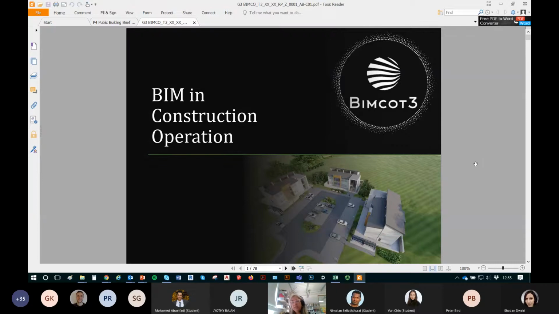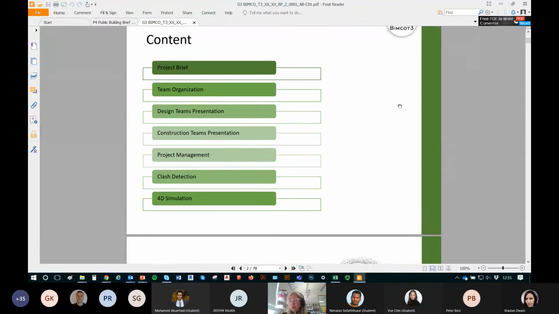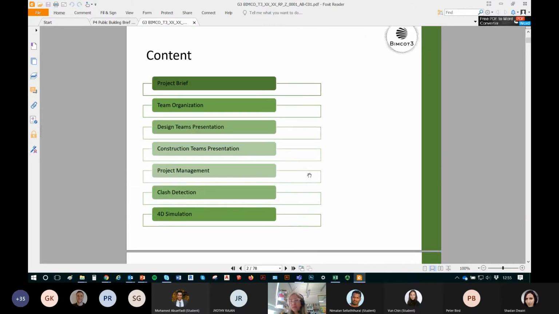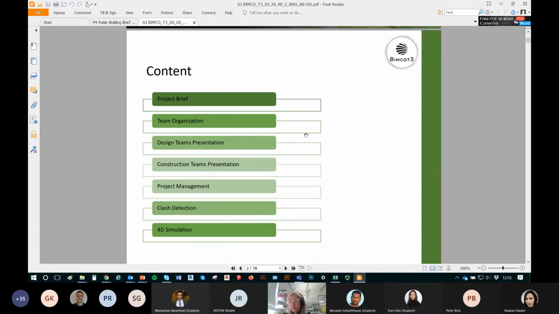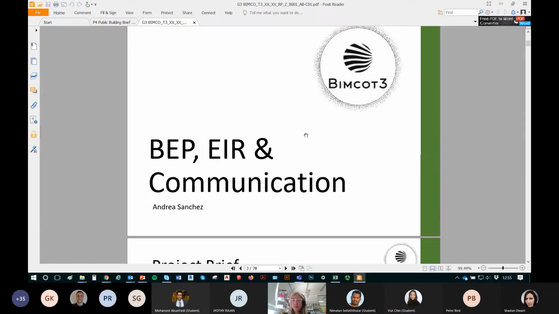So BIM construction operations. As I mentioned, some of the groups like putting names on their own companies. I think that's up to you, but I think that will give us a more professional looking report or presentation at the end. And having an agenda or contents page is a good place to start. I would like to see assumptions made as well at the beginning. So give us those assumptions that you made at the beginning of the project.